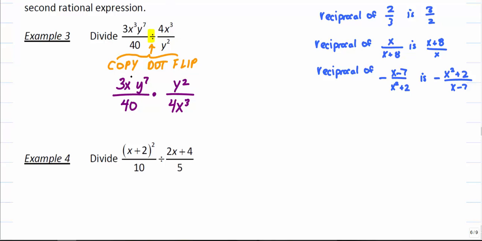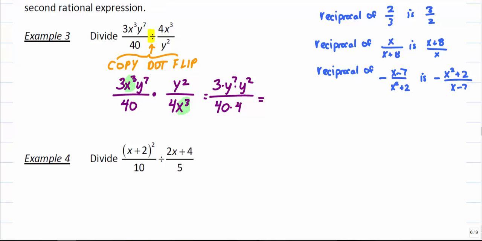And now I'm back to an example like the first one where I'm just multiplying. If you look at this example, the only thing that I see in common is that right there. So I'm going to go ahead and divide that out, right? I can go ahead and divide those out. And so when I divide those out, I'm left with 3 times y to the 7th times y squared over 40 times 4.